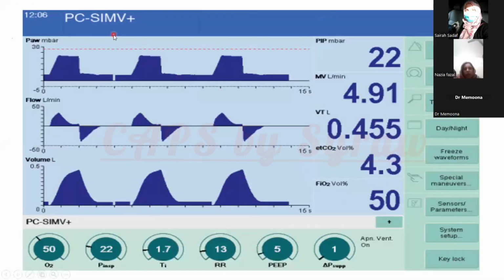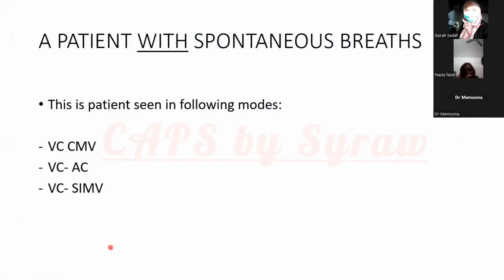Now, this is PC SIMV mode. This is the same mode except for the fact that instead of tidal volume, now we are setting a peak inspiratory pressure. All the other rules apply to this mode as they were in the VC SIMV mode.